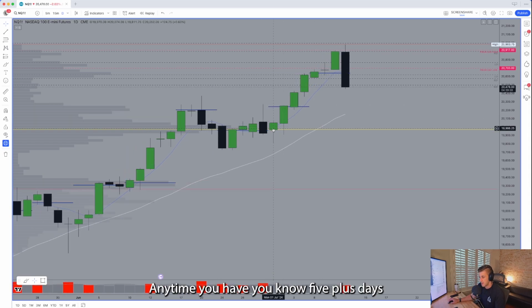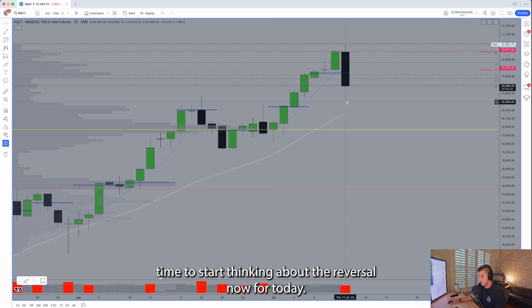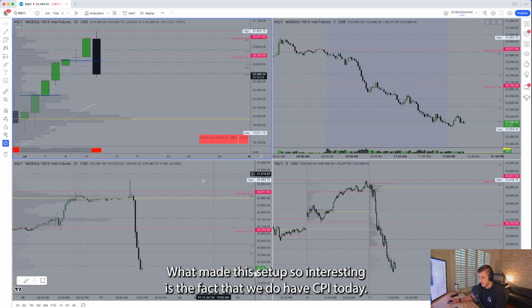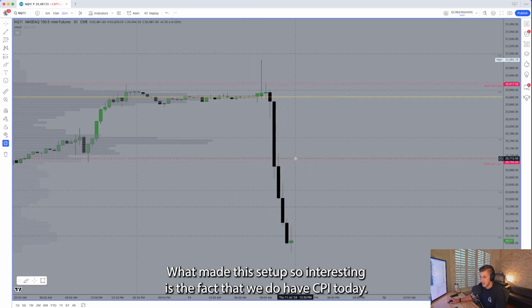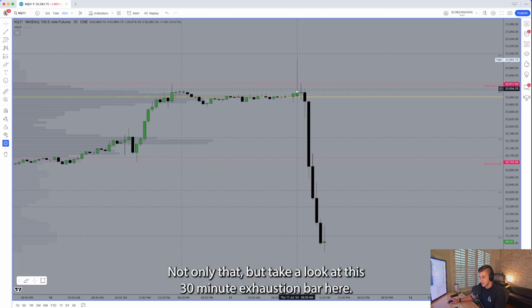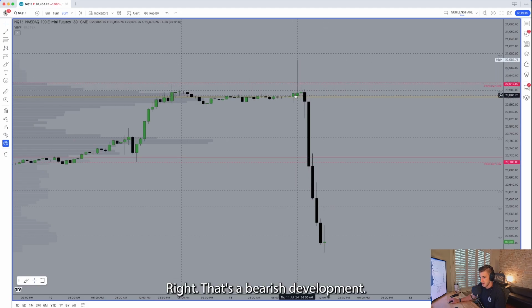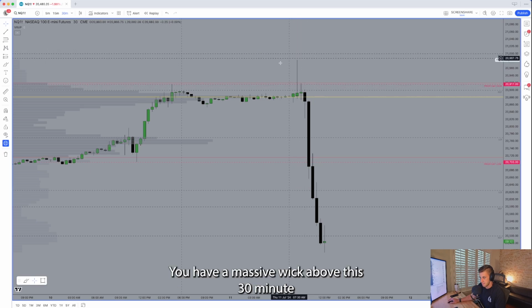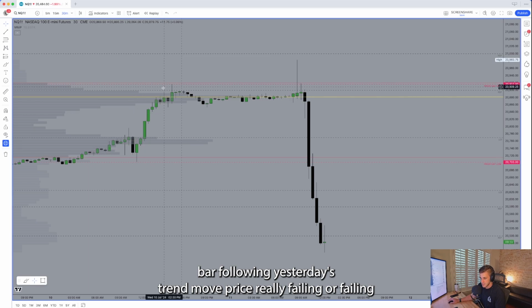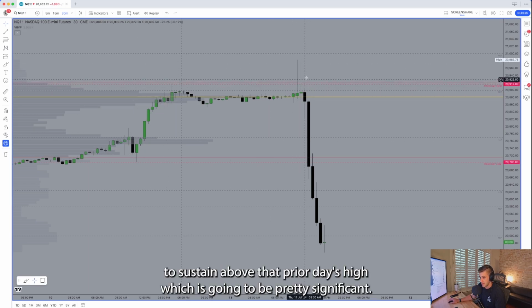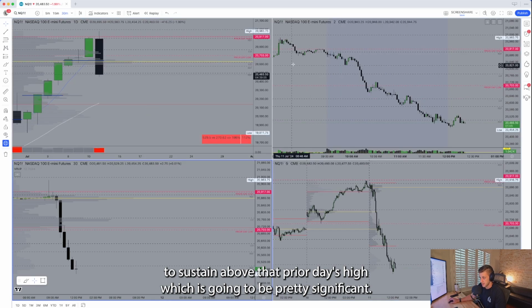Anytime you have 5+ days in a row of a one directional move, it's time to start thinking about the reversal. Now for today, what made this setup so interesting is the fact that we do have CPI today. Not only that, but take a look at this 30-minute exhaustion bar here. That's a bearish development. You have a massive wick above this 30-minute bar following yesterday's trend day move. Price really failing to sustain above that prior day's high is going to be pretty significant.